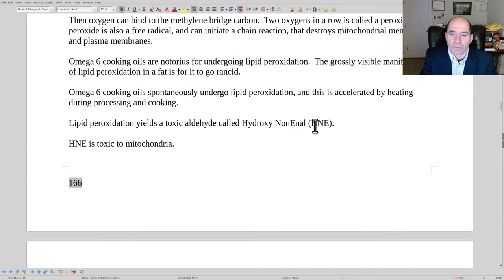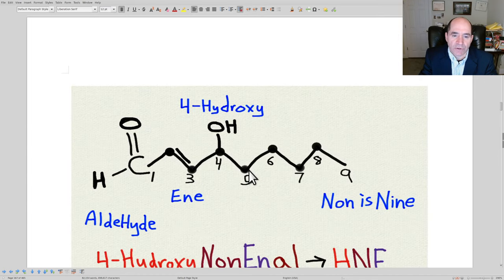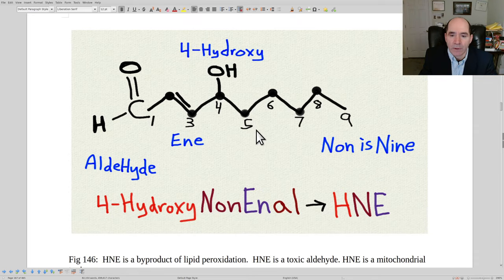Lipid peroxidation will produce something called hydroxynonenal. I'll show you the structure of it right now. This is something you do want to know about. You're going to hear about hydroxynonenal a lot, and it's actually a perfect name. So 4-hydroxy, because on carbon number 4, you have a hydroxyl group. OH is a hydroxyl group, sometimes called an alcohol group. Non is N-O-N, and that means 9 carbons. So there are 9 carbons on it.